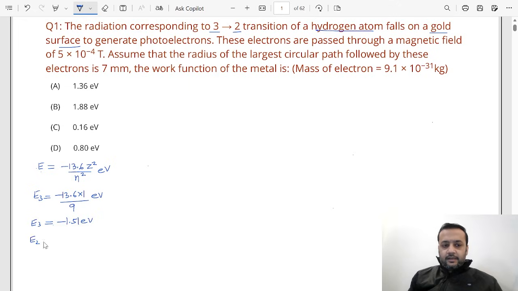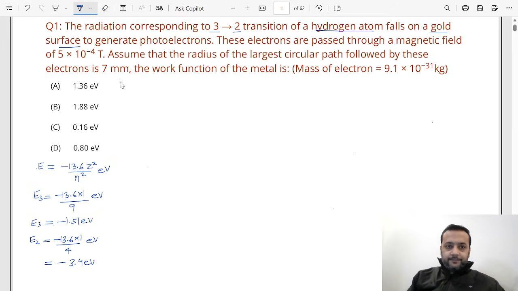Similarly, we can find the value of E2, that will be minus 13.6, Z will be again 1 and n will be 2. So squaring it will make it 4. So this becomes minus 3.4 electron volt.